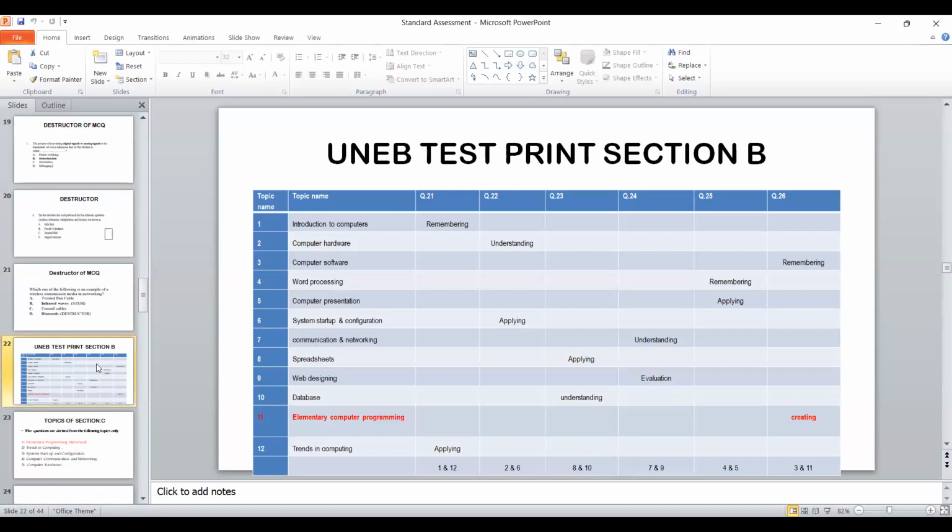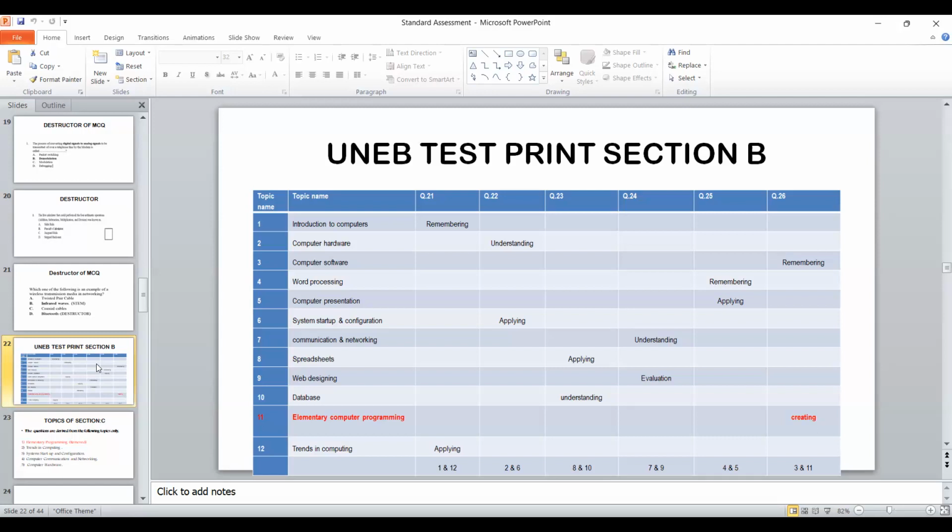Section B, as you can see, is the test blueprint we use. What you are going to do, you are going to say question 21 is going to be about remembering what you studied in senior 1. Can this student remember characteristics of third generation computers? Then you must make sure that for question 21, remember there are 60 marks and there are 60 questions. How do we set these questions?